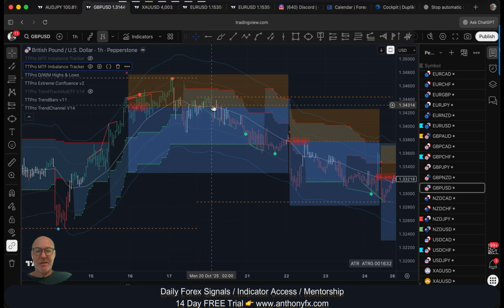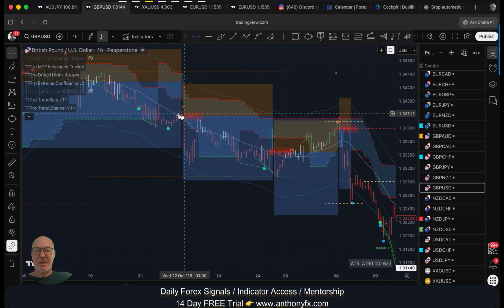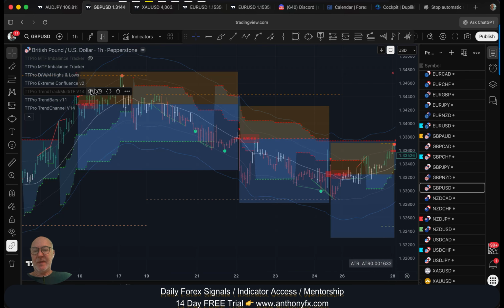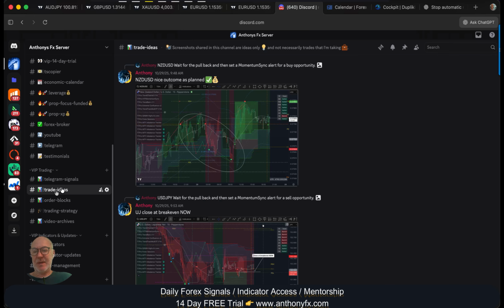So see how it's trending under the cloud? Just run with the trend, guys. See how it's trending under the cloud here? Take that trade. Anyway, I'm going to be taking these trades, and I'll be sending these ideas into here as well. So you could just follow that.